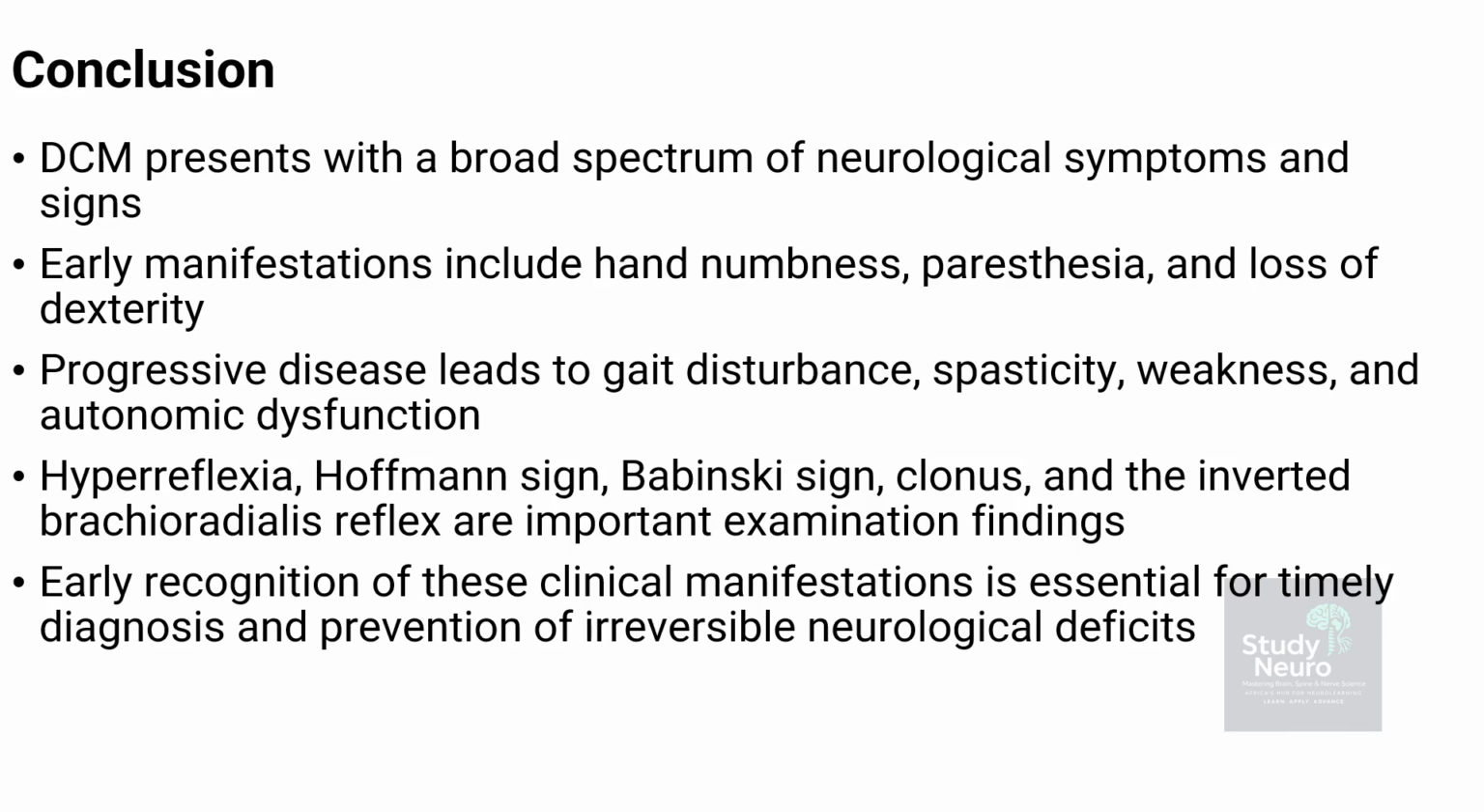As the condition advances, the neurological picture becomes more obvious, with worsening gait disturbance, increased muscle stiffness, limb weakness, and in more severe stages, involvement of autonomic control that affects bladder and bowel function. Progression is significant. On examination, key upper motor neuron signs such as brisk reflexes, Hoffman response, Babinski sign, clonus, and the inverted brachioradialis reflex provide strong clinical evidence of cord involvement and help support early diagnosis before permanent deficits develop.